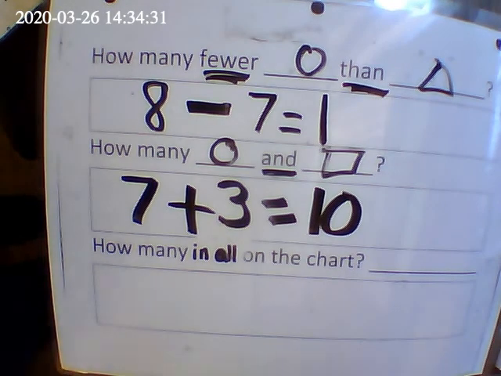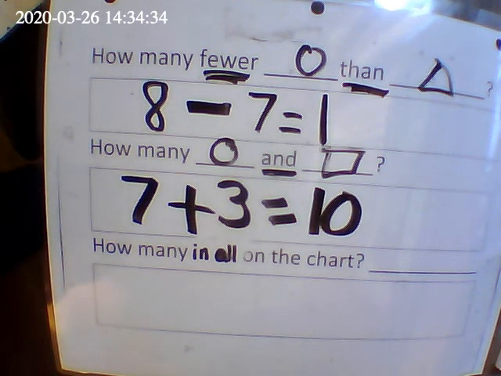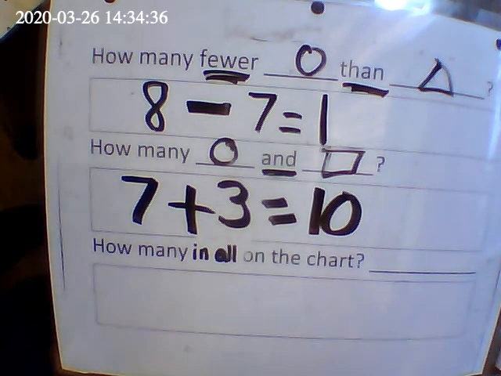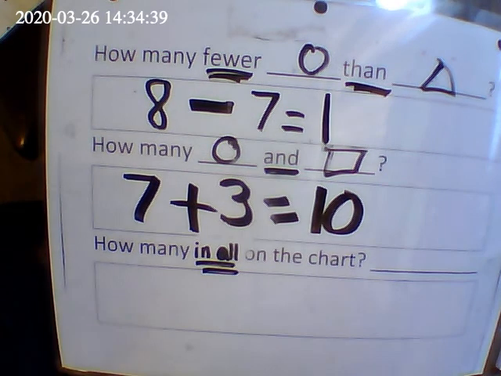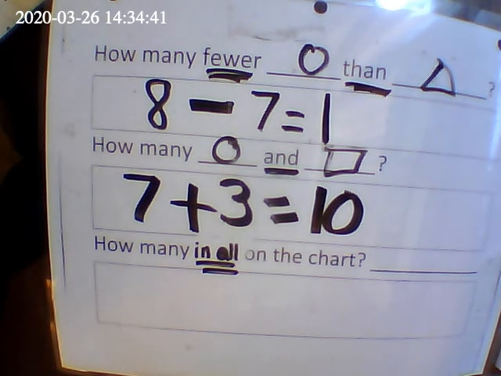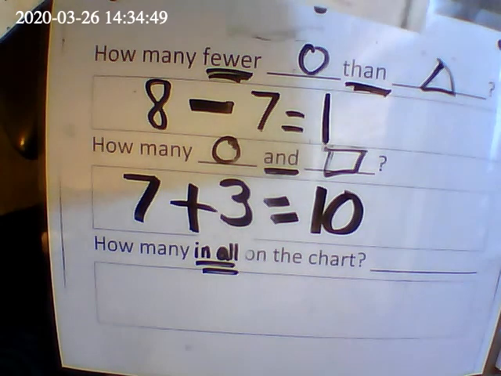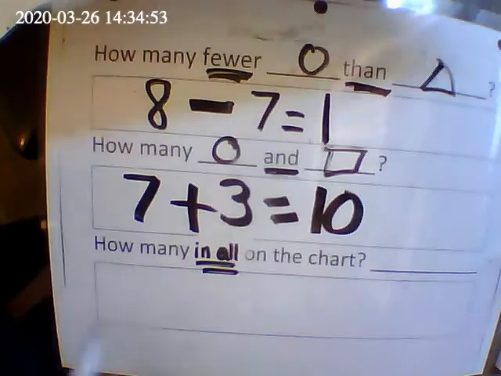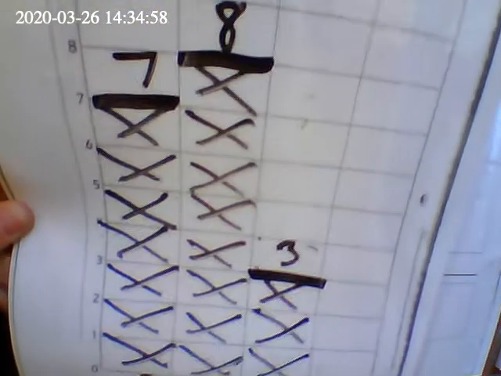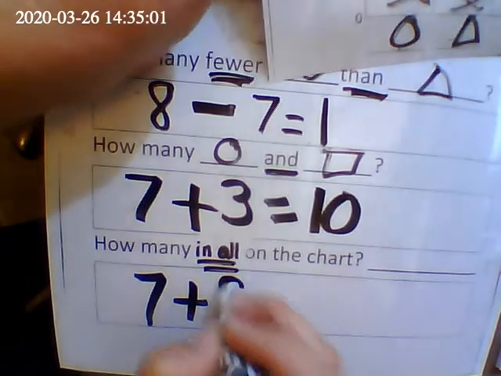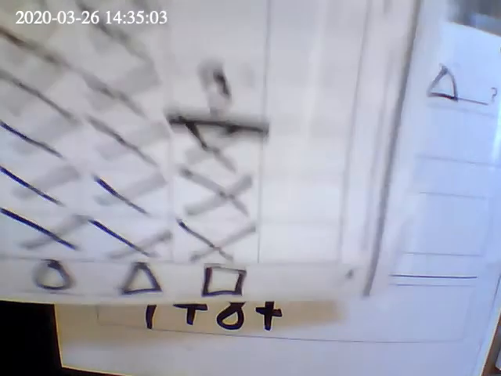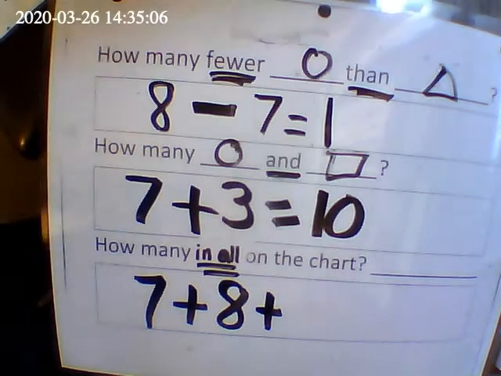And then our last problem for the math wall is how many in all on the chart? Who remembers what that in all tells us? What are we going to do when we see that in all? We're going to add. We're going to add all the numbers on the chart. So like I always do, I like to just go from the left, right, and make sure I cover all of them. So for circles, we have 7. 7 plus, and for triangles, we have 8 plus, and then for squares, we have 3.